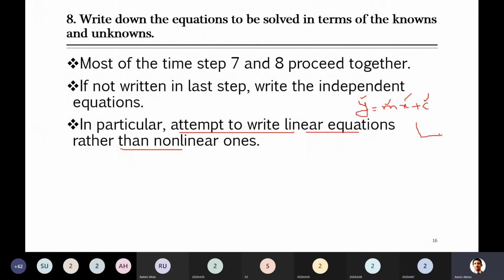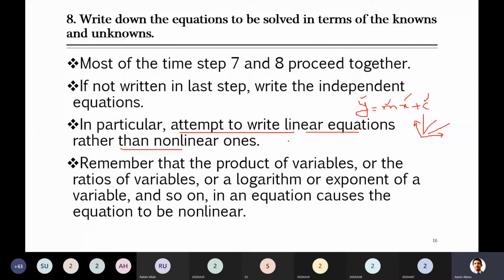For example, if I have this data and I plot it between x and y, I will get a linear equation with some slope. It can be like this, like this, or like this. That's the linear equation in which y and x vary linearly with each other. But sometimes you will have a non-linear equation, for example when you take x square. When there is a square, it becomes a non-linear equation.